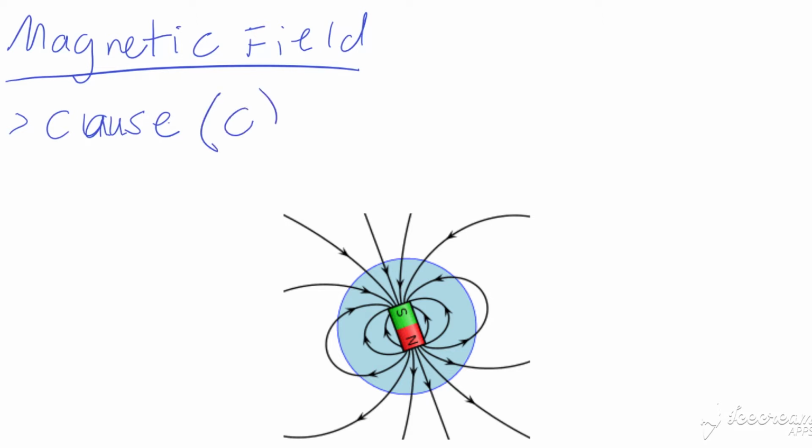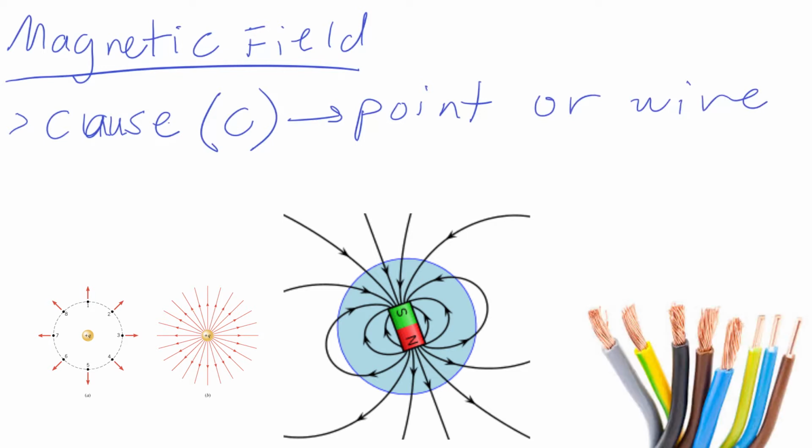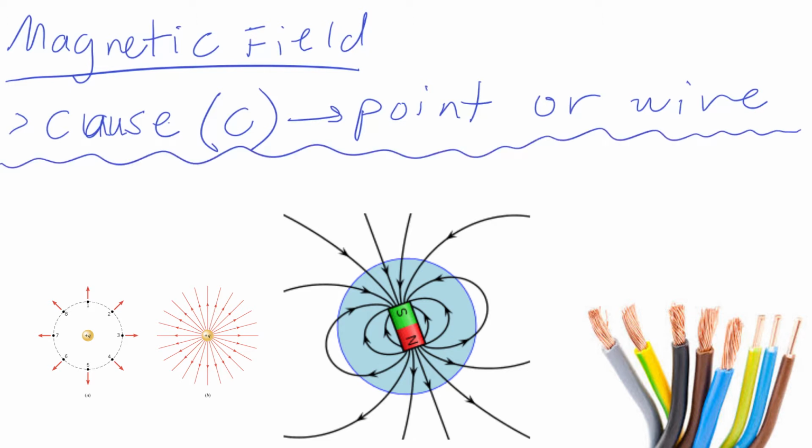Now, charge can move in two ways. It can be as point charges, simply moving through an open space, or through current carrying wires. Now, this is a rather simple definition of magnetic field. So, how is it more precisely defined?